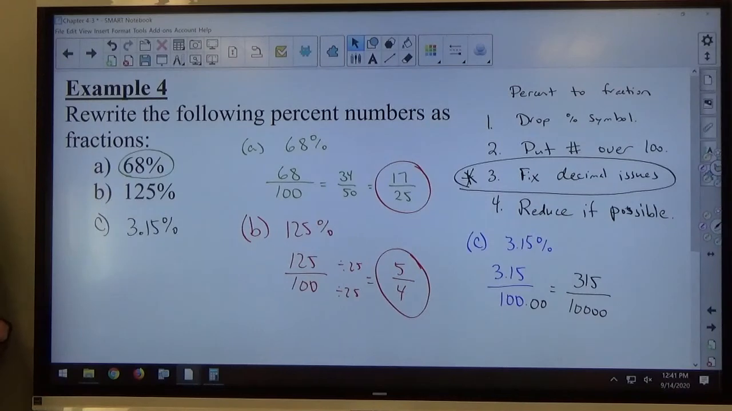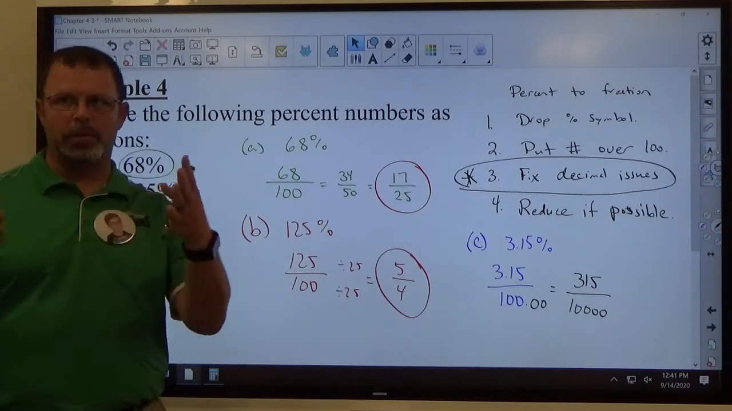And now it's time to reduce the fraction, if possible. Now, even though 10,000 is bigger than 100, we're still dealing with the number 2 and the number 5 being the only numbers that go into that number. 2 times 2 times 2 times 2 times 5 times 5 times 5 times 5 makes 10,000. So even though we're adding extra zeros, we're still just dealing with 2s and 5s.